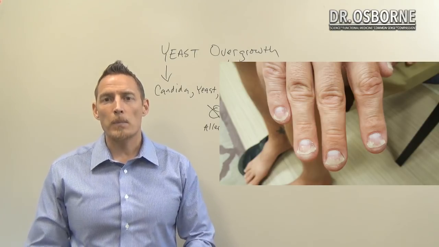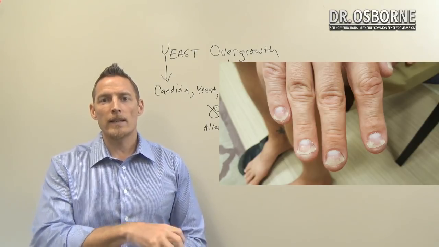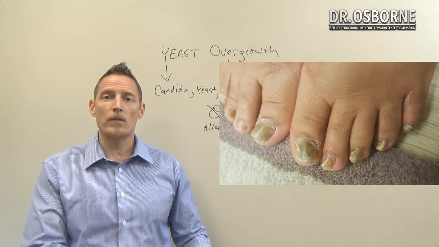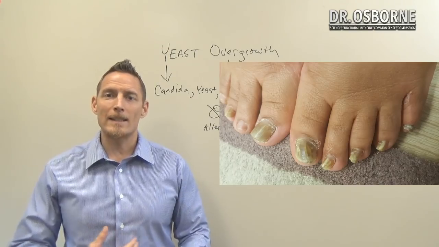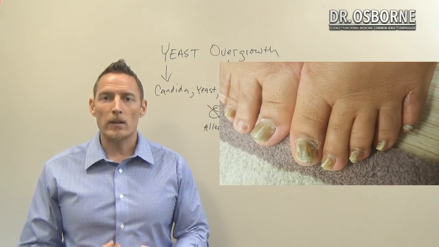What happens to a lot of people is that it can show up in the toenail like that. It can also show up when it's on the toenail. Oftentimes it's also growing inside the GI tract, or it's also fostering inside the body in other locations.